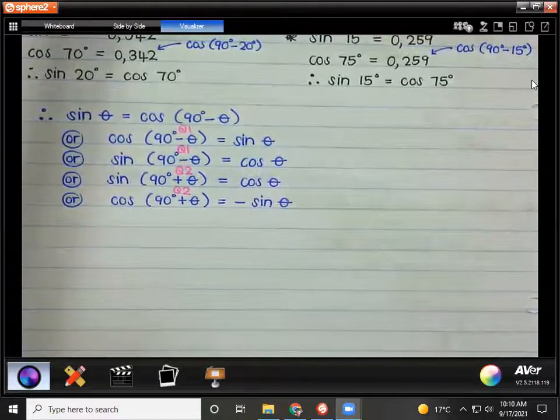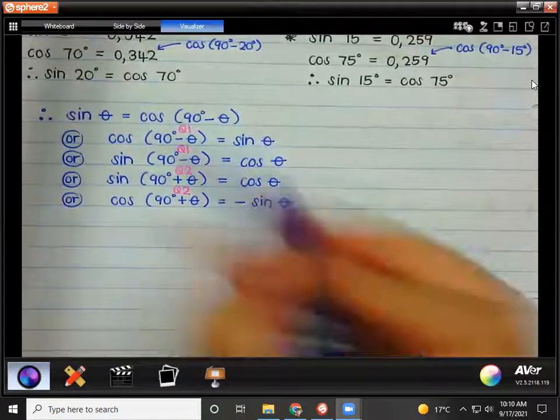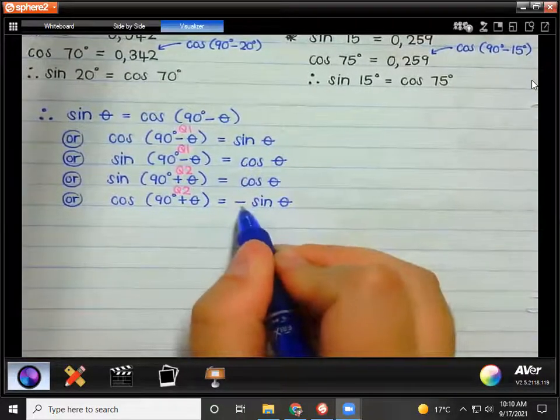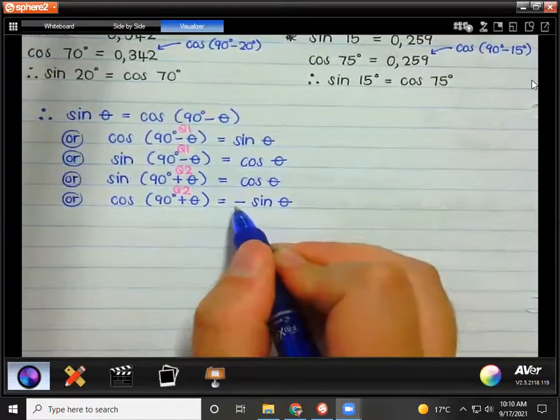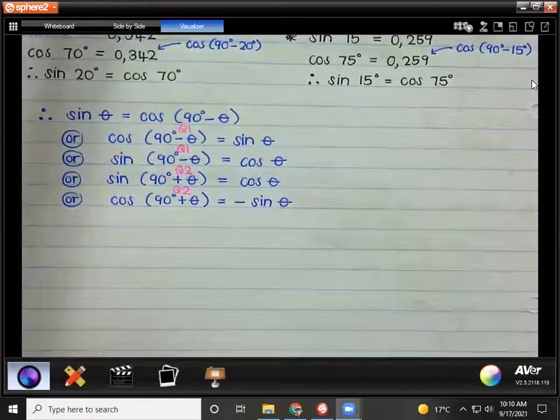Because guys, if I type into the calculator cos of 150, it's going to give me a negative answer. If I take cos of any angle in the second quadrant, my answer will always be negative. So even though I'm changing it to a sine, it still has to be negative, because cos in that quadrant will be negative.